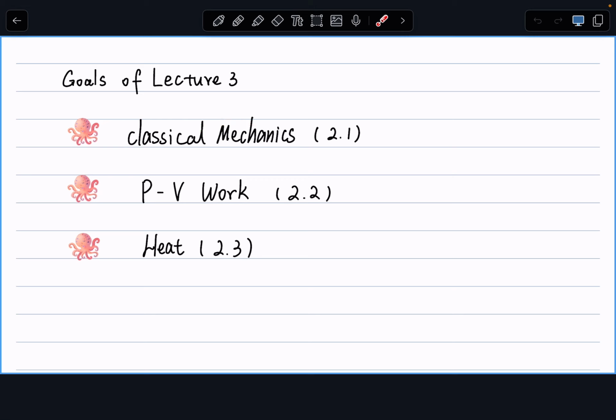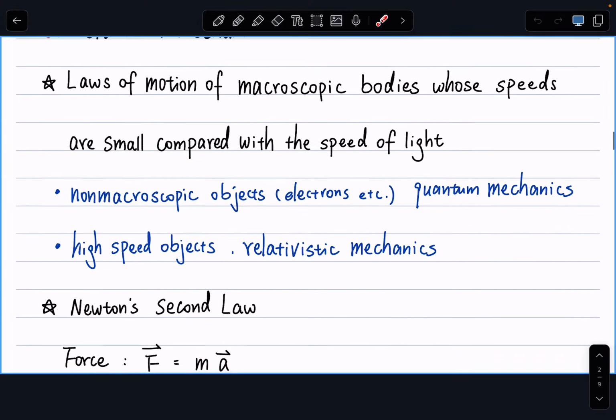Hopefully I'll be able to finish the classical mechanics and PV work. I'm not sure if I can finish heat since we only have 20 minutes left, but I don't want to rush it through. So let's just start.